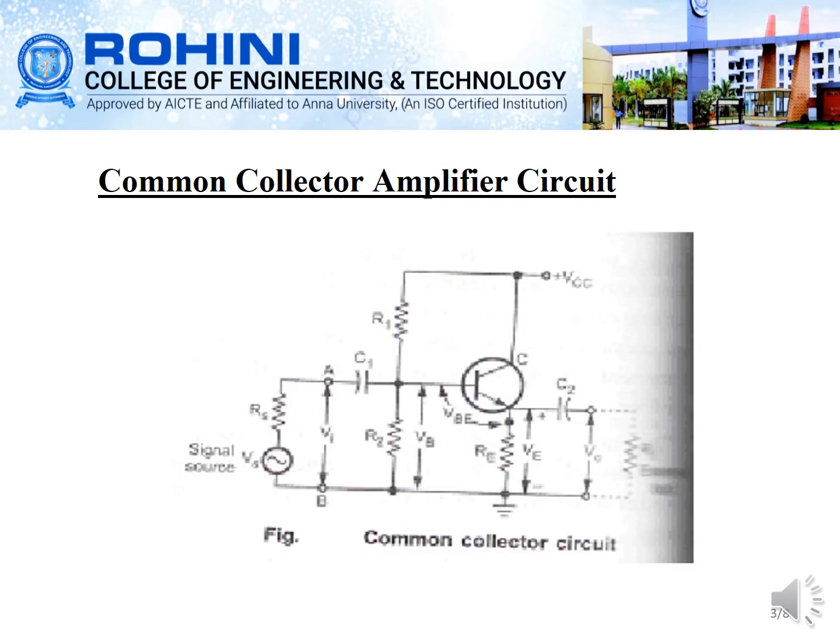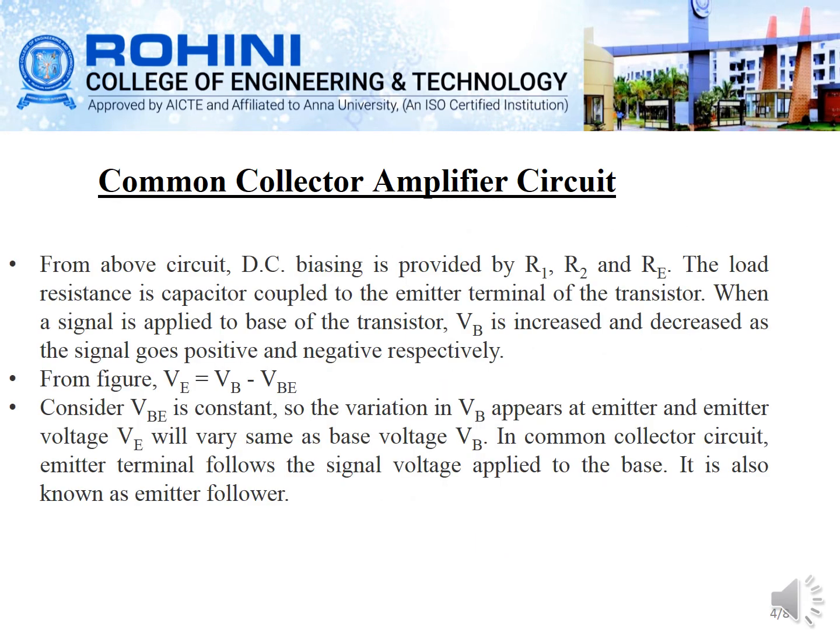The coupling capacitors, C1 and C2, are used for passing the alternating signal for amplification, and they block the DC current. In the case of the resistors, we consider the three resistors, R1, R2 and RE. From the circuit which we have seen, the DC biasing is provided by R1, R2 and RE.